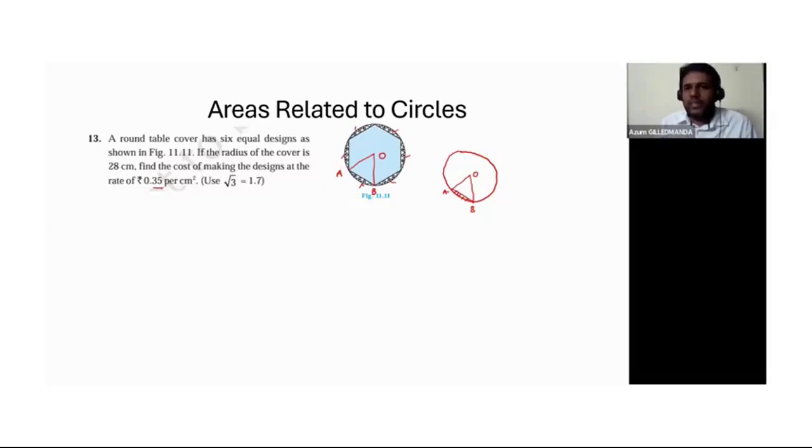So here I need to find the minor segment area. First, what do I need to find? The minor segment AB area. What is OA? OA is nothing but the radius, right? What was the radius given? 28. So this is 28 and this is also 28. Understood?